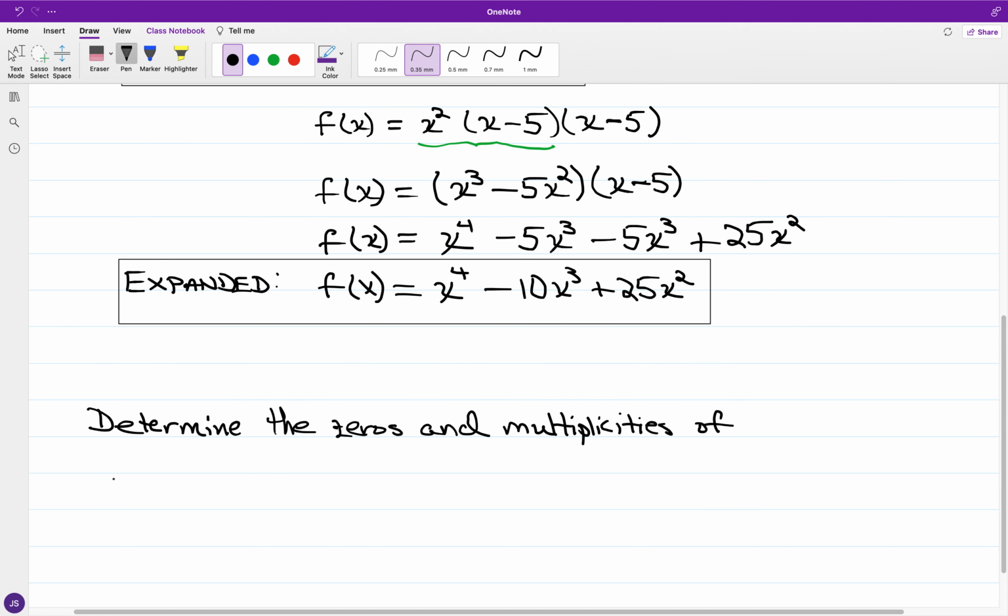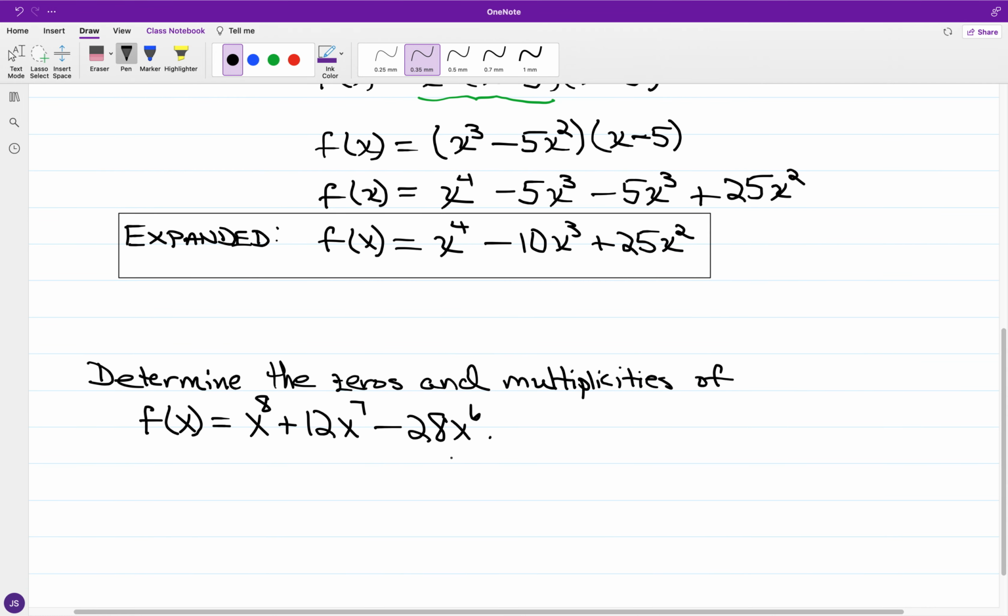And we'll say we have, in this case, f of x is equal to, let's say, x to the 8th plus 12x to the 7th minus 28 times x to the 6th. So for this particular polynomial function, we have this high degree expression.